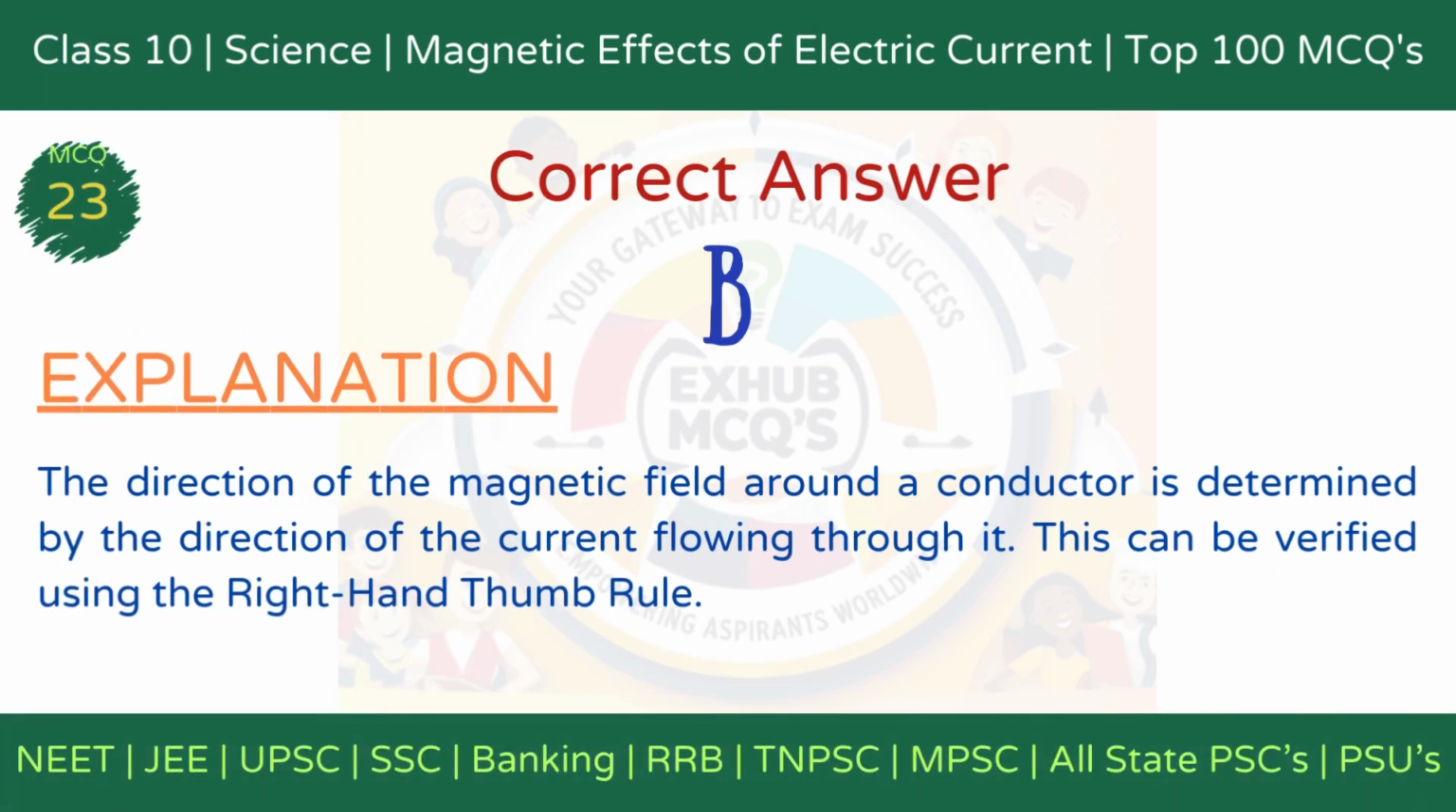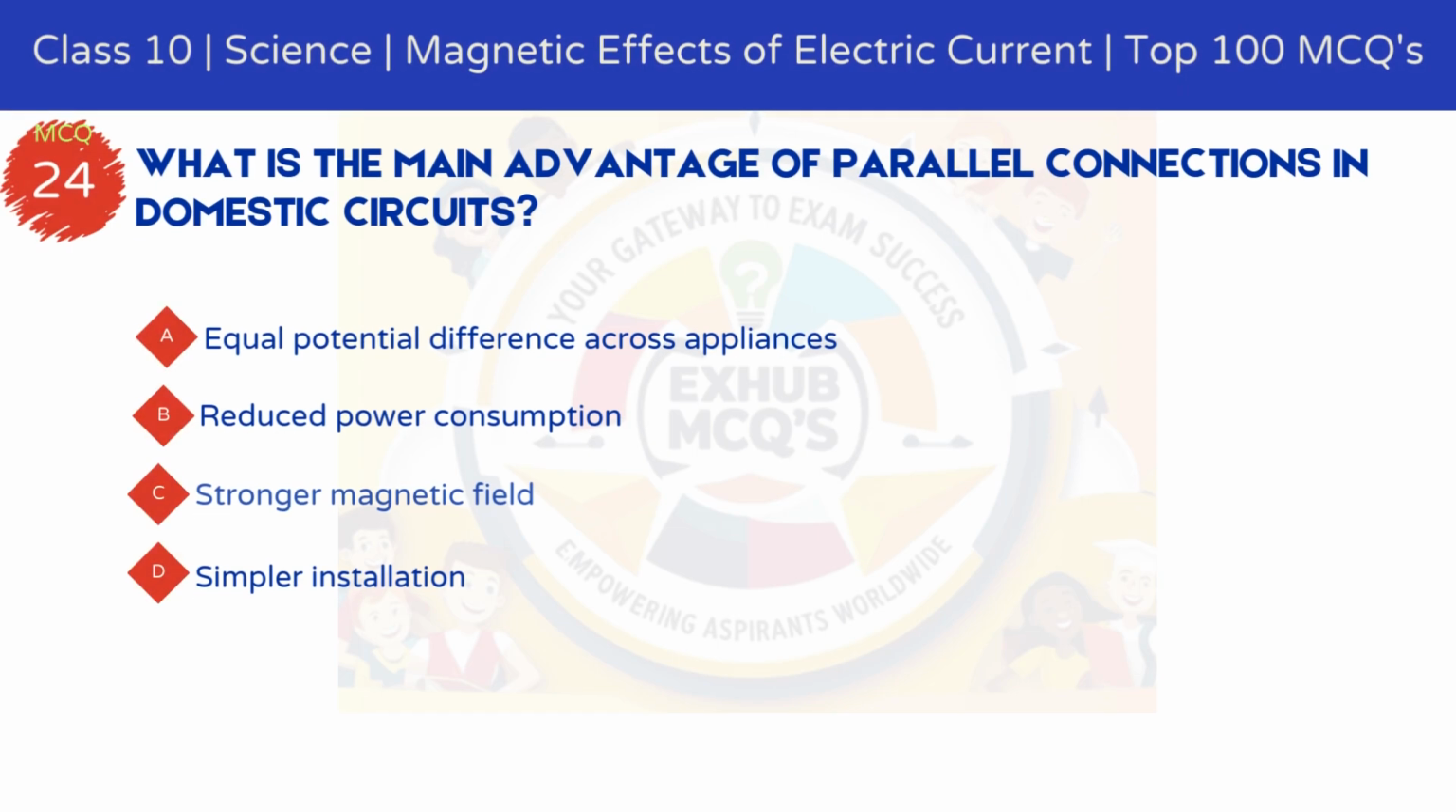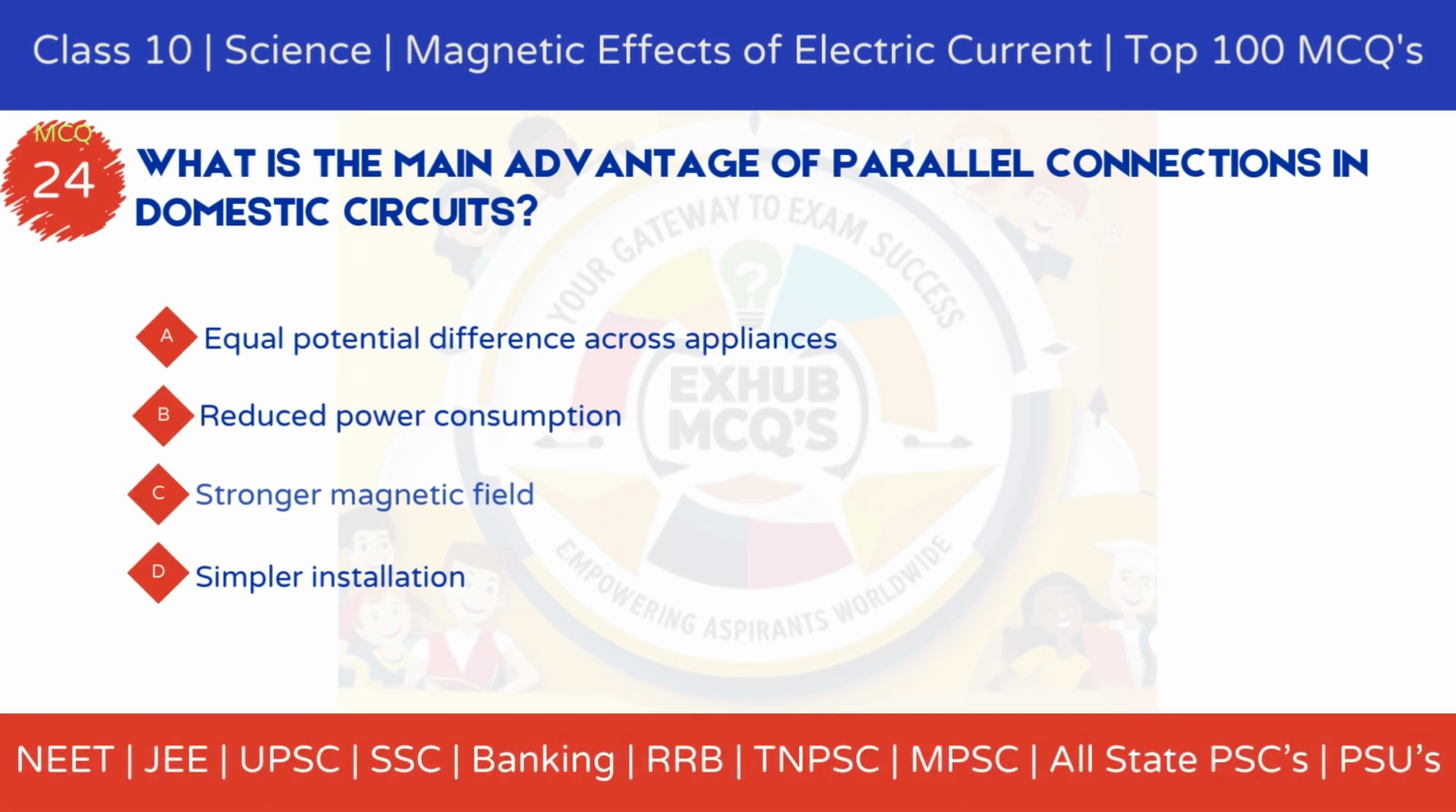The correct answer is option B, from South Pole to North Pole. Explanation. Inside a bar magnet, magnetic field lines travel from the South Pole to the North Pole, completing the closed loop of field lines. What is the advantage of parallel connections in domestic circuits?